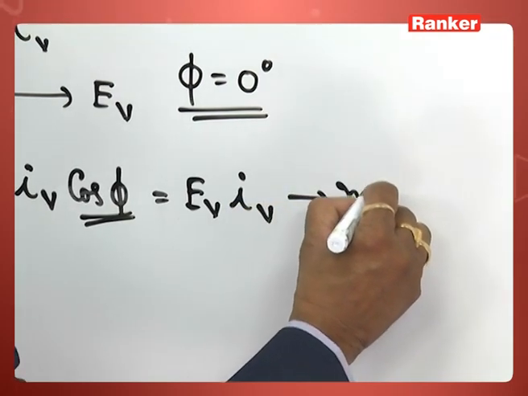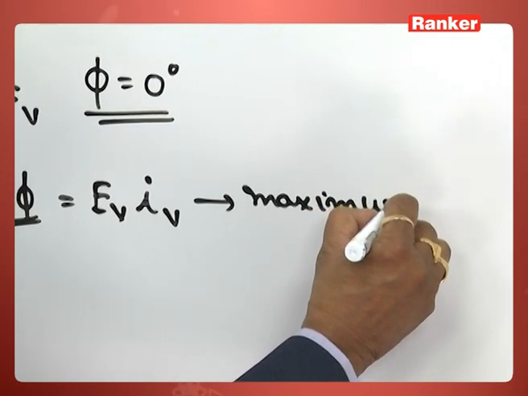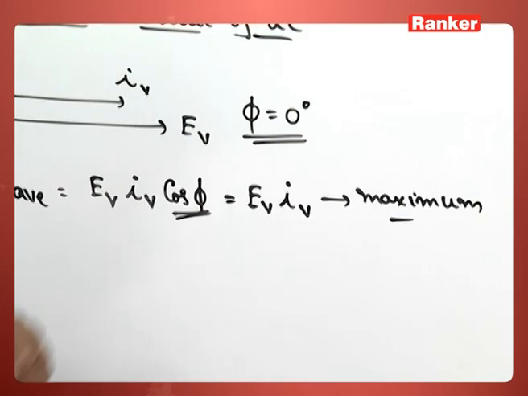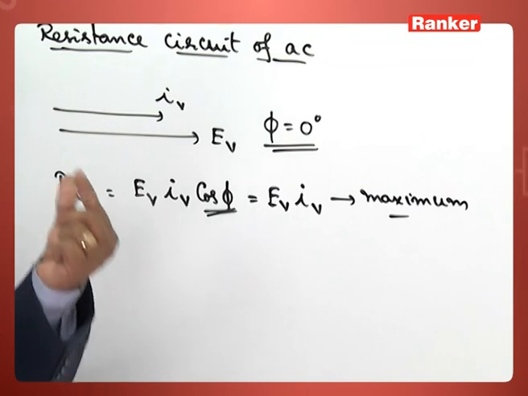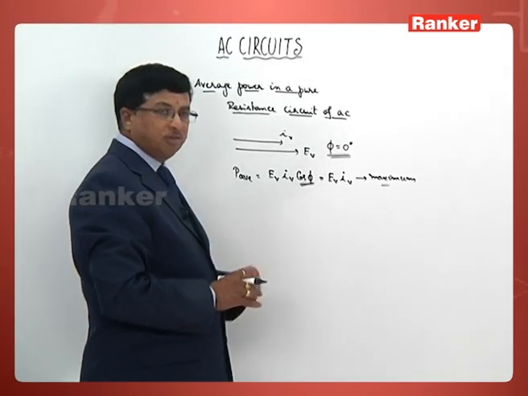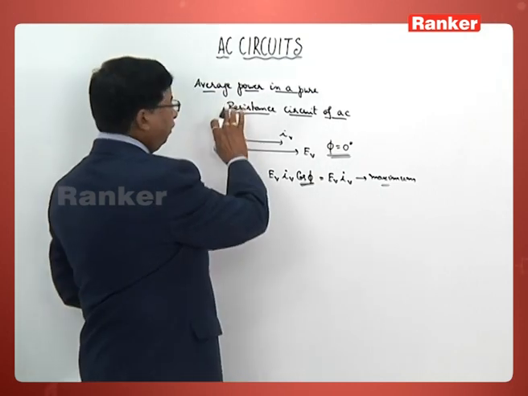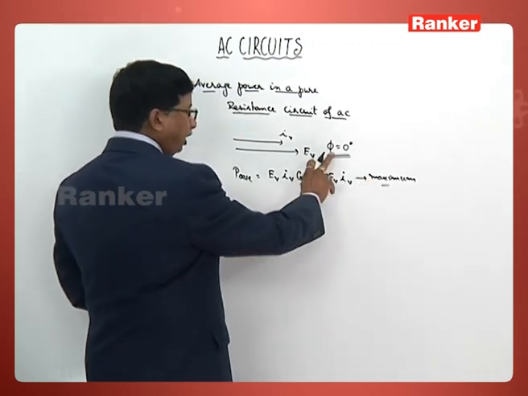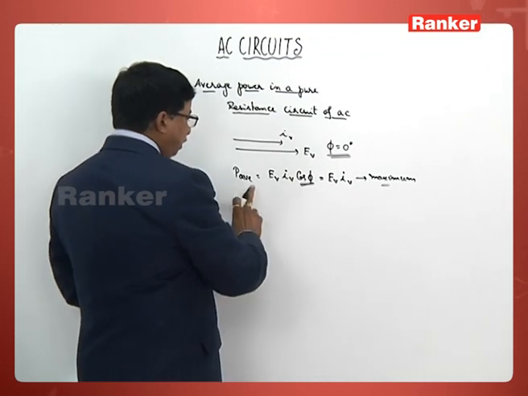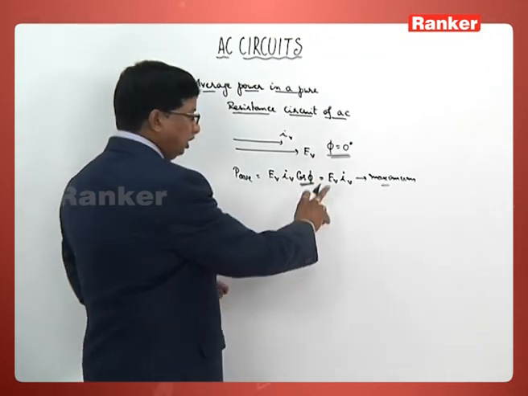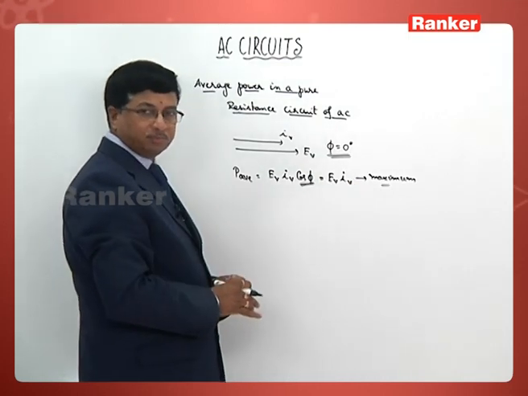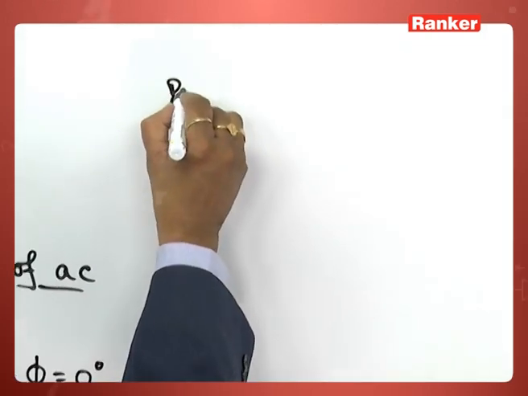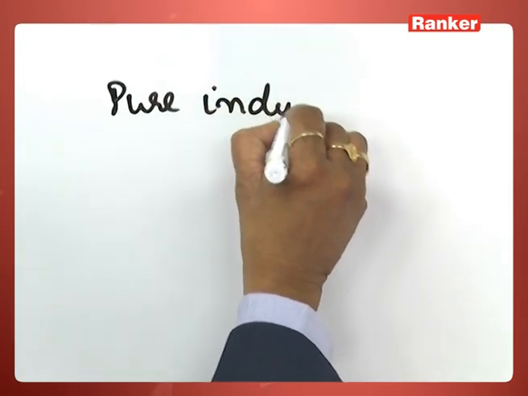In fact, this is to be called the maximum value of power. So when can the power be maximum in an AC circuit? Power becomes maximum when cos phi value becomes 1. That is the identification we need to have here. So in the case of pure resistance circuit, the average power is going to be maximum, and the value of phase angle is going to be 0 degrees. The maximum value of power now becomes EV into IV. That is the concept. Now if you take the second one, that is in the case of pure inductance circuit.